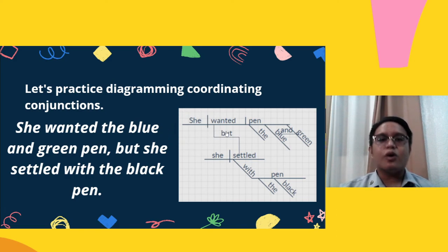Okay? So, I think that would be all for our coordinating conjunction and our objects of the preposition. In our third video, we're going to talk about diagramming verbs. Okay? So, I think that would be all for this part of the video, and see you on the next video.